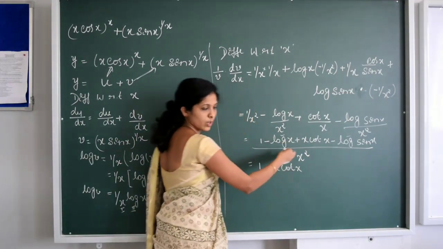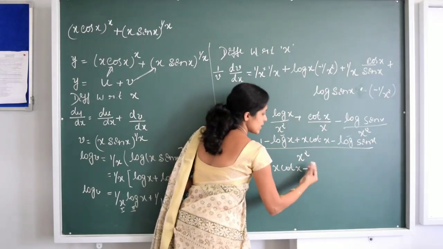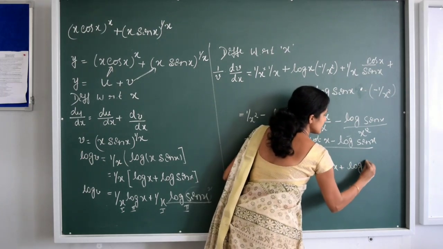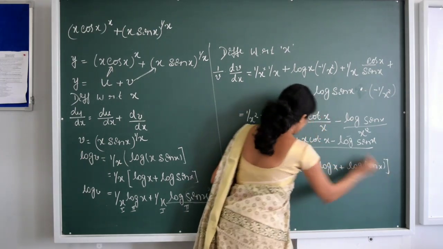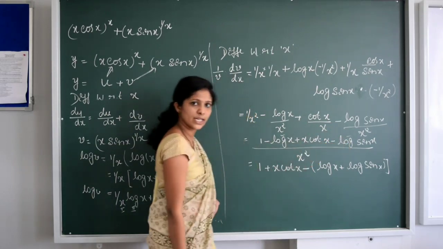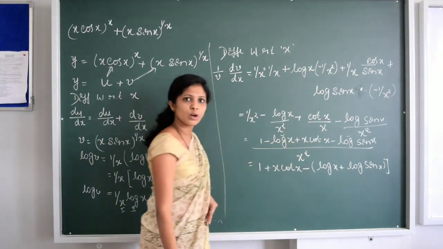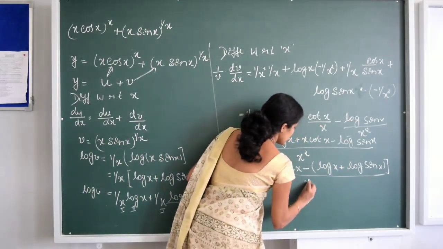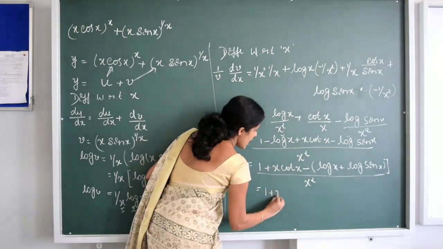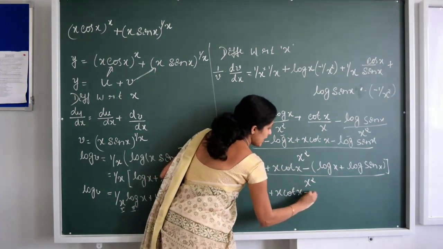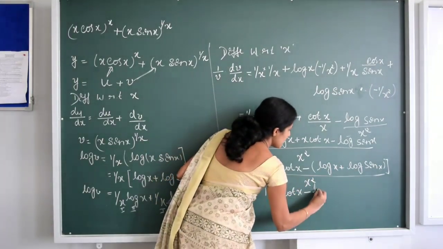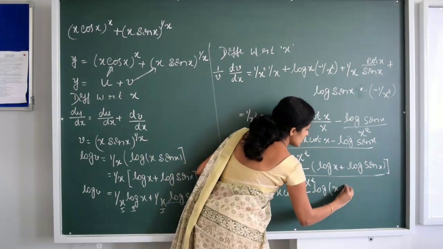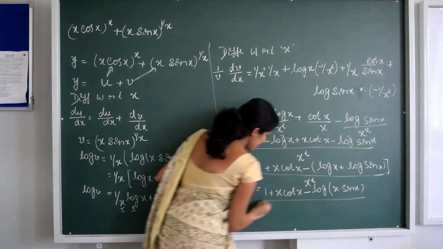Just rearrange this. Okay, the terms without logarithm. So I can write this one as minus of log x plus log sin x. Yes, here this is minus log x and this is minus log of sin x. Take the minus out. This will be log x plus log of sin x. Now it's of the form log m plus log n. So you can apply the formula log m plus log n is equal to log m into n. So this is equal to 1 plus x cot x minus log of x into sin x, divided by x square.